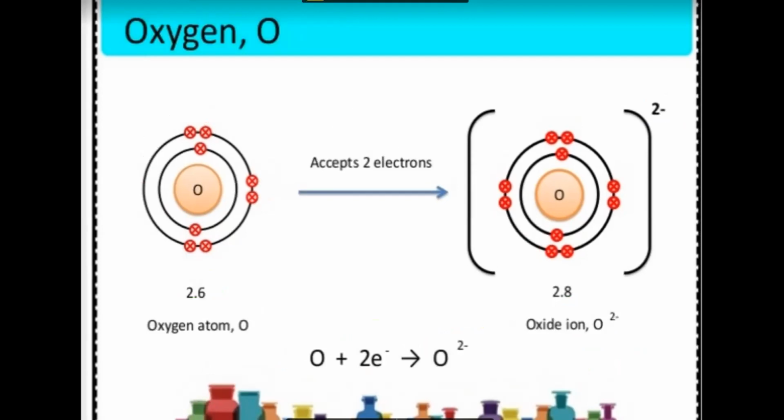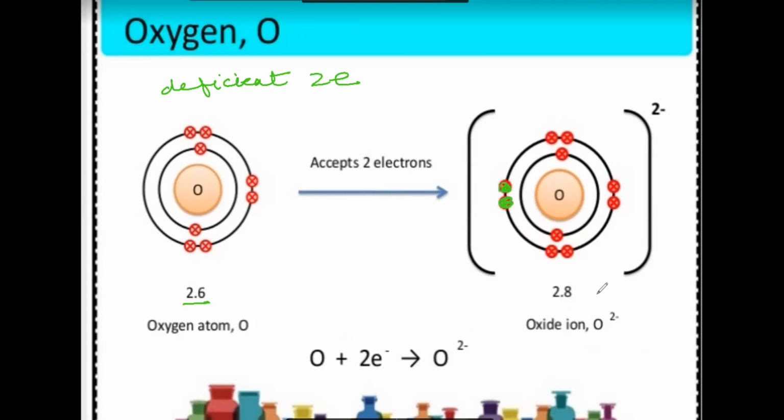Now in the case of oxygen, what is happening? The configuration is 2, 6. That means it is deficient. It is lacking 2 electrons. It has 2 electrons fewer than the nearest noble gas, so what will it do? It will be accepting 2 electrons. So these ones are the accepted electrons.